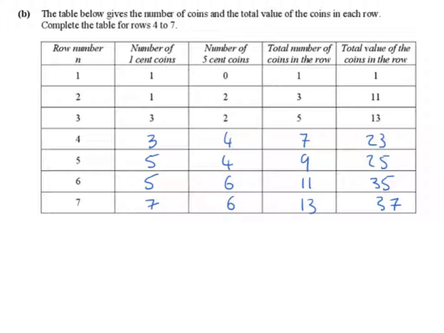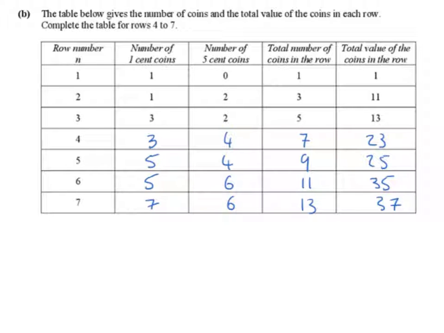In the sixth row, we still have 5 1-cent coins, and then we add on another 2 5-cent coins to get 6. 6 plus 5 makes 11 coins in total, and 6 multiplied by 5 is 30, plus 5 is 35 cents in total.